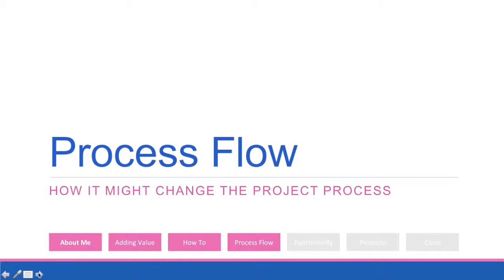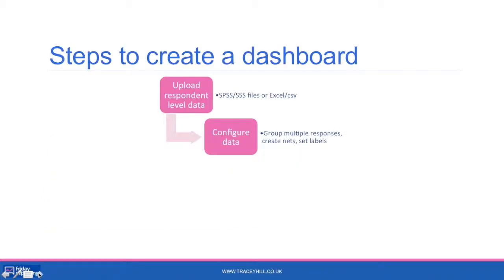Okay, so I just want to talk a little about the research process and how the functionality of dashboard tools can be used to simplify it in some ways. Here are the stages needed to create a dashboard. Respondent level data, for example an SPSS file, is uploaded. It's usually respondent level data. This then needs to be configured so that multiple response variables are grouped together, for example. Otherwise, each response to a multiple response question will be in a different chart, which isn't what's wanted. And this is also where you can add in additional variables such as nets, additional age breaks, and so on.